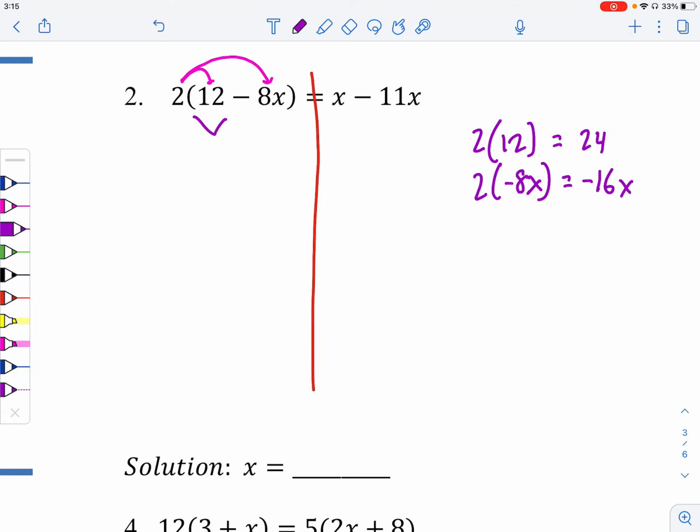So everything on the left is going to be 24 minus 16x equals in the middle. Everything on the right just comes out again. Let's look at it. Can we combine like terms? Because we have x. Remember, if there's a letter with no number, it's a 1. So it's a 1 here. So 1x. So we did 1 minus 11. We get negative 10. So negative 10x.